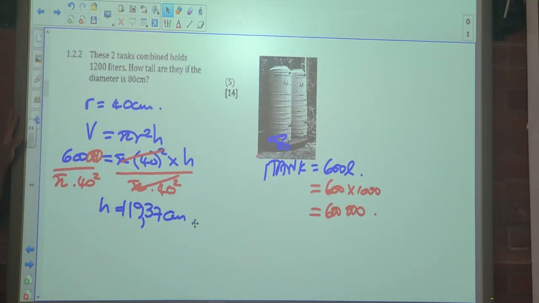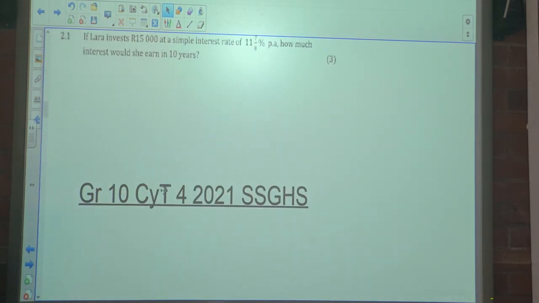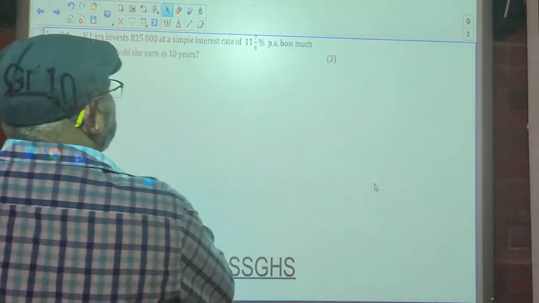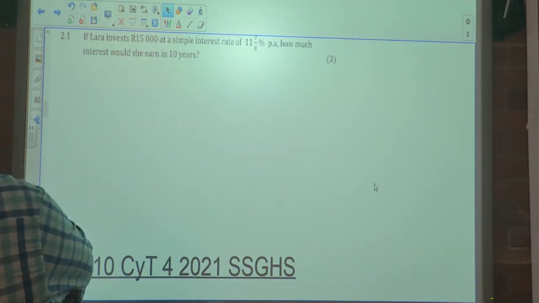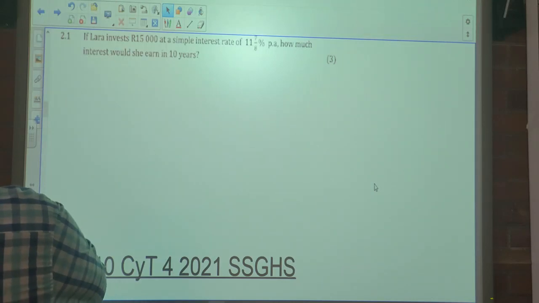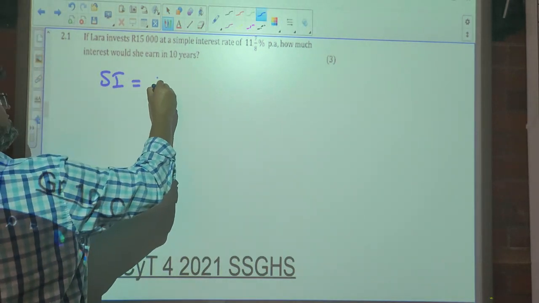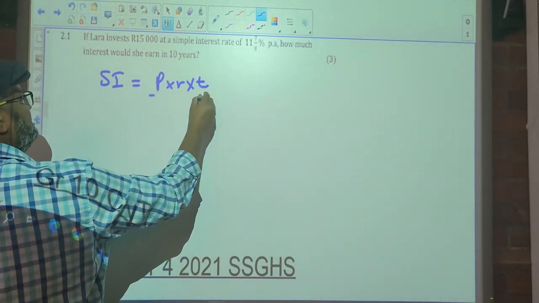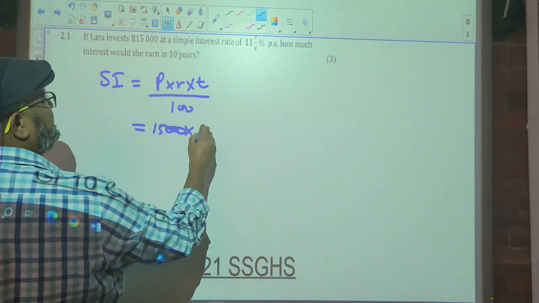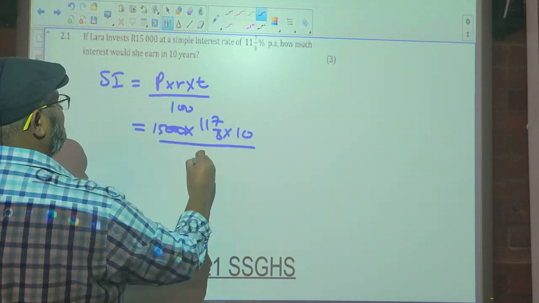Okay, let's carry on. In number 2.1, we are told if Lara invests 15,000 at a simple interest rate of 11 and 7/8% per annum, how much interest would she earn in 10 years' time? We want the simple interest formula. I could just use simple interest equals P times R times T over 100. So it's going to be 15,000 times the rate, which is 11 and 7/8, multiplied by 10 years over 100.